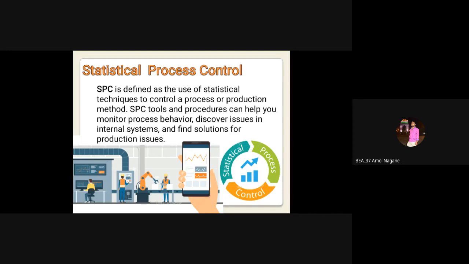According to the output we receive, we will take the decision, or if any error is there we can remove it, or find a solution for whatever issues are there. This is an important process of statistical process control.